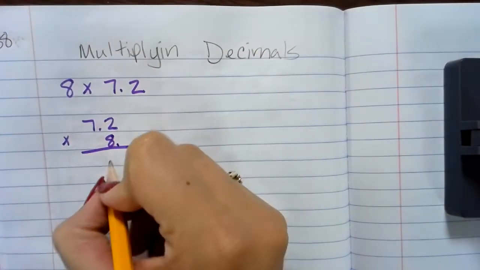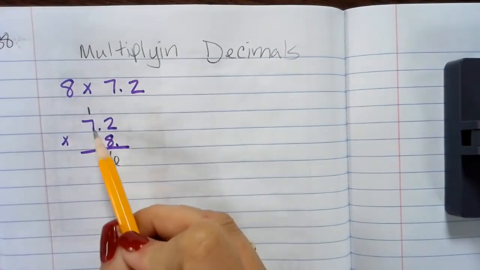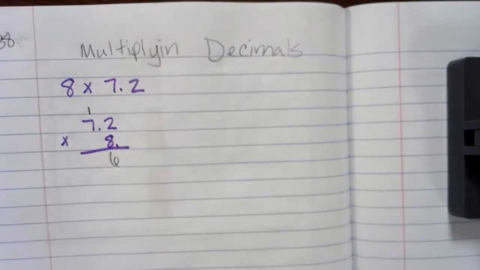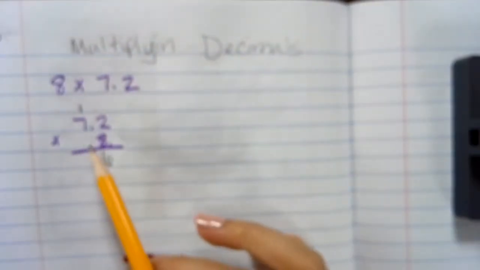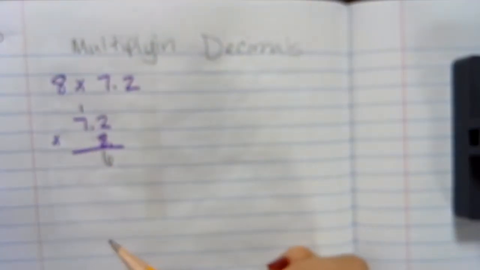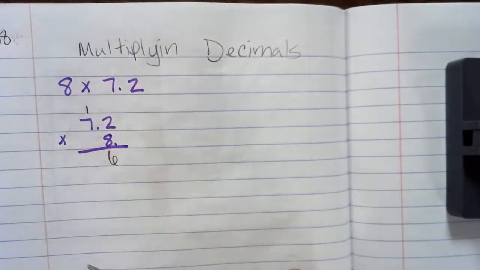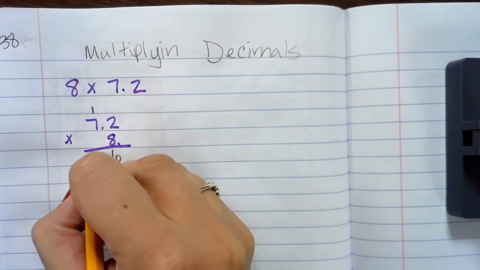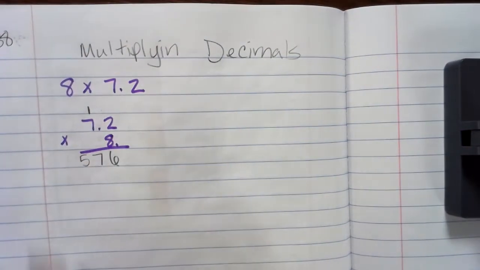8 times 2 is 16, carry the 1. 8 times 7, that's one that y'all struggle with a lot. What is 8 times 7? Okay, 8 times 7. I want you to know these. 56 plus the 1, 57. Okay, this part y'all get.